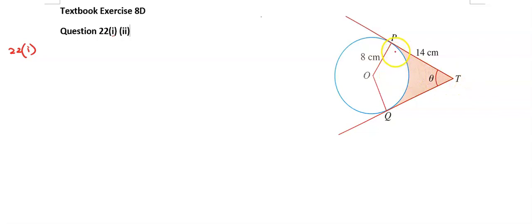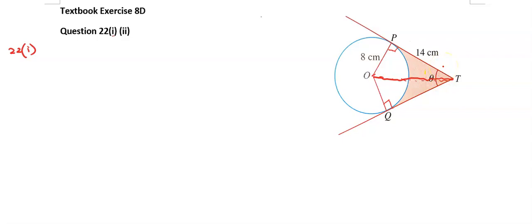Alright, so what we can recall, tangent is perpendicular to radius. Tangent is perpendicular to radius, and we can actually draw a line across here. It will cut theta into two, so it will bisect the angle theta into two equal parts.